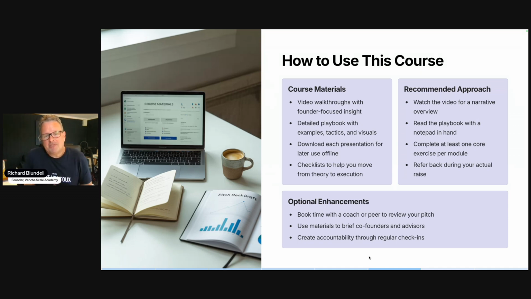And create accountability for yourself through regular check-ins with this course. Imagine it's like going to the gym. Imagine it's like dedicating yourself to improving yourself, to doing this brilliantly. The more hours you put in this preparation, the easier raising will be.